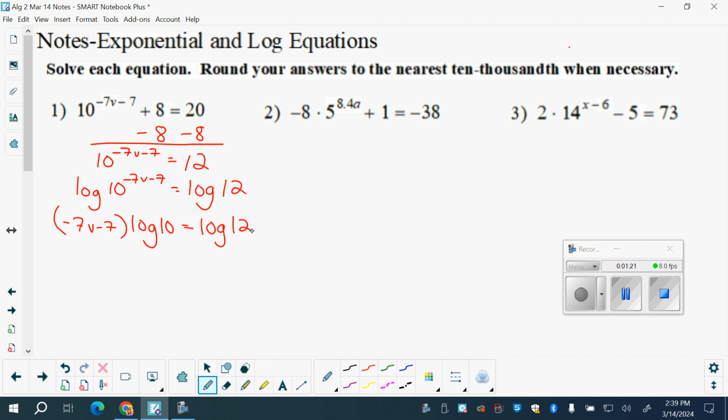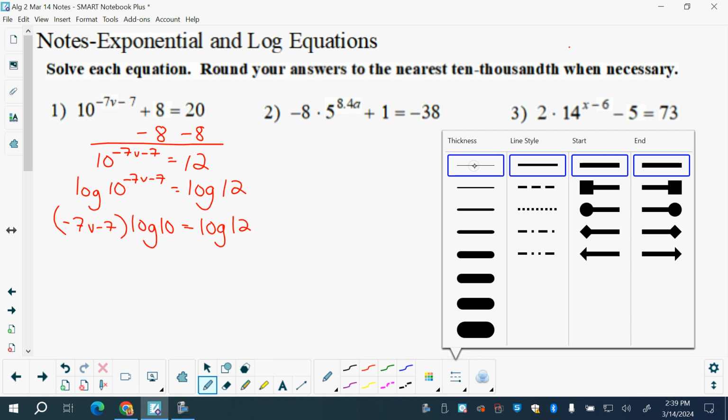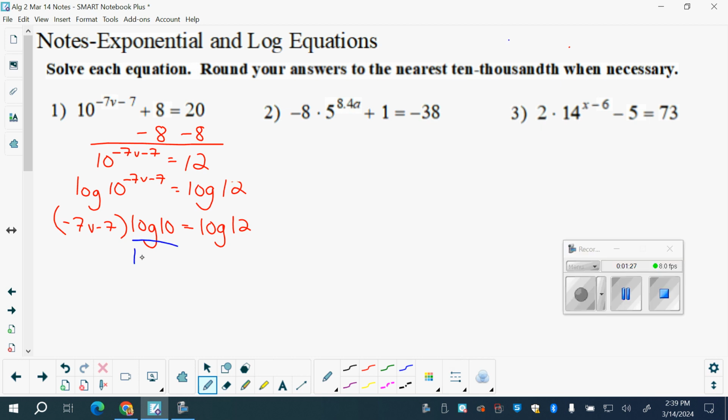So what's my next step? Yep, divide by log 10. What is the log of 10? Nick says it's 1. What do you think? Is the log of 10 1? Yes, it's got a base of 10, right? So since it's a log of 10, it's 1. So this gives us negative 7v minus 7. And because it's just a 1, I'm just going to write log 12 here and save myself some writing and some time.